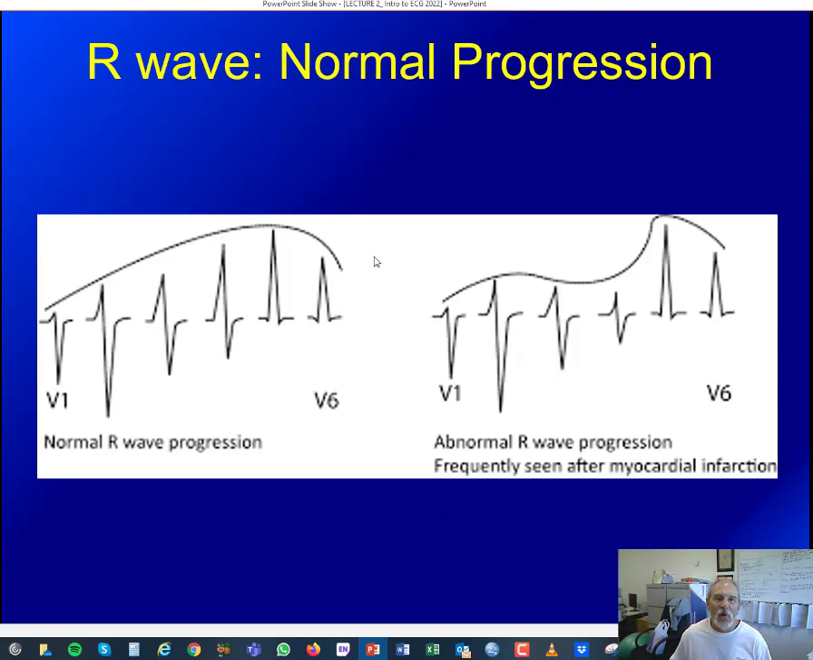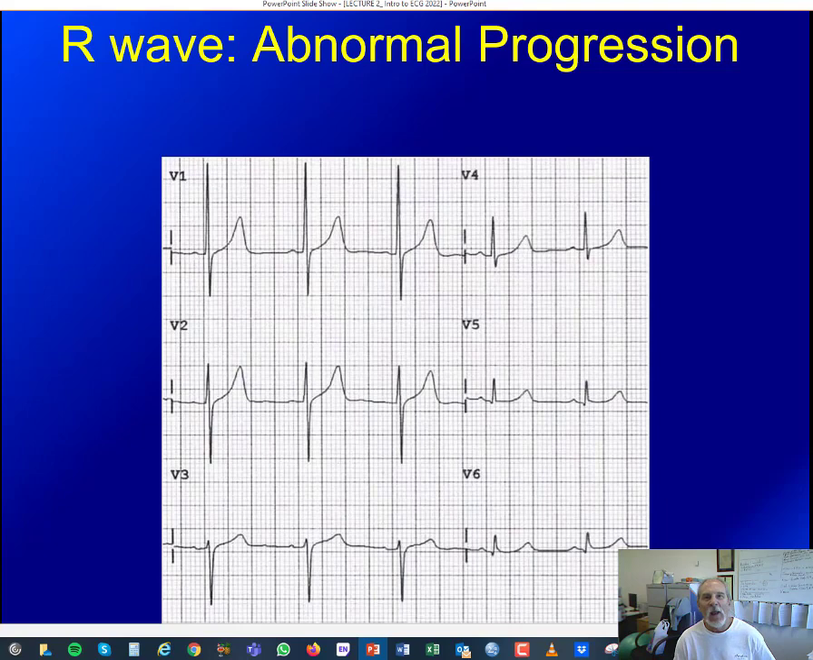So here we go. This shows normal R wave progression starting at V1 to V6. Notice that it peaks at about V4 to V5 and then starts to come down at V6. Notice here that we've got V1 increases, then it decreases, then it jumps up at V5 and goes down to V6.